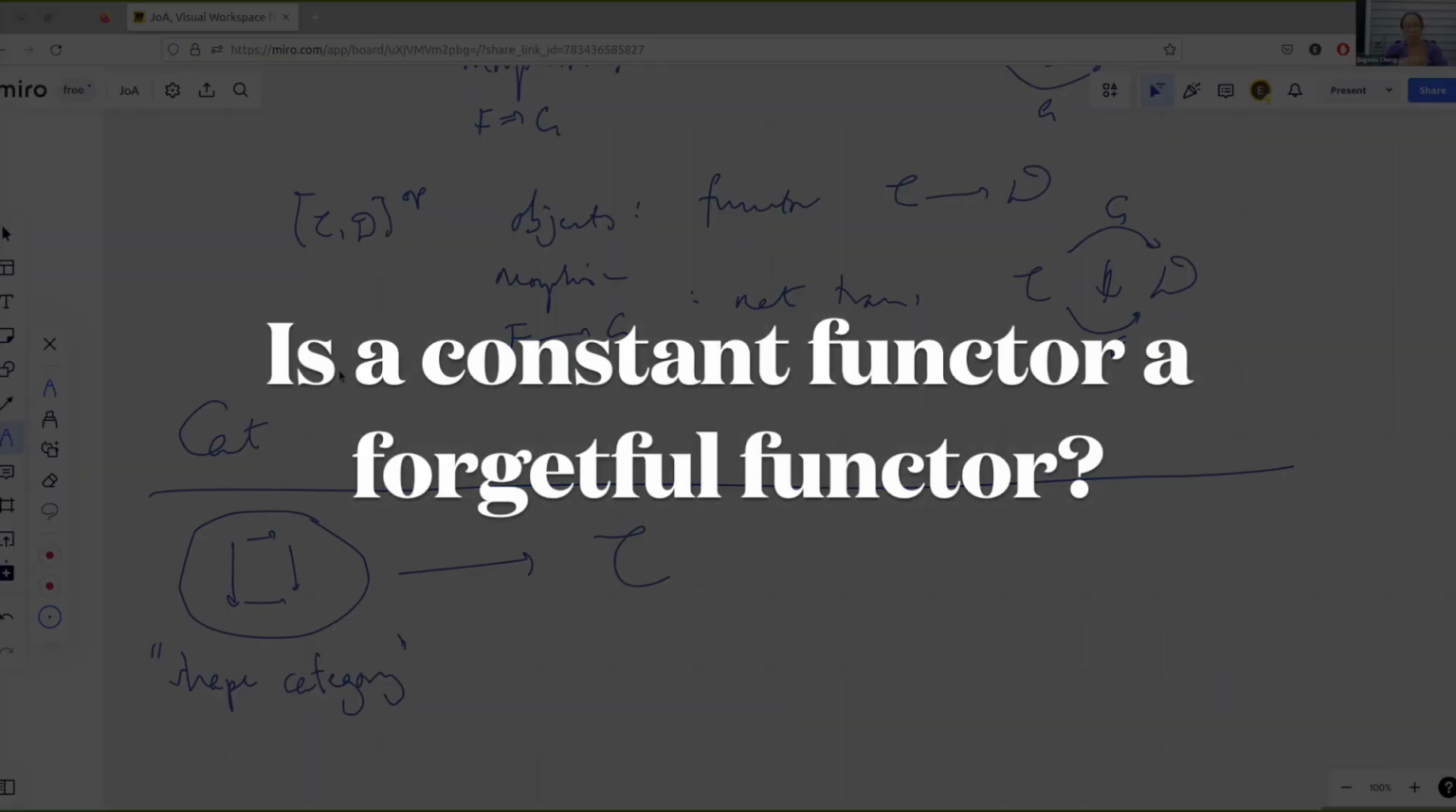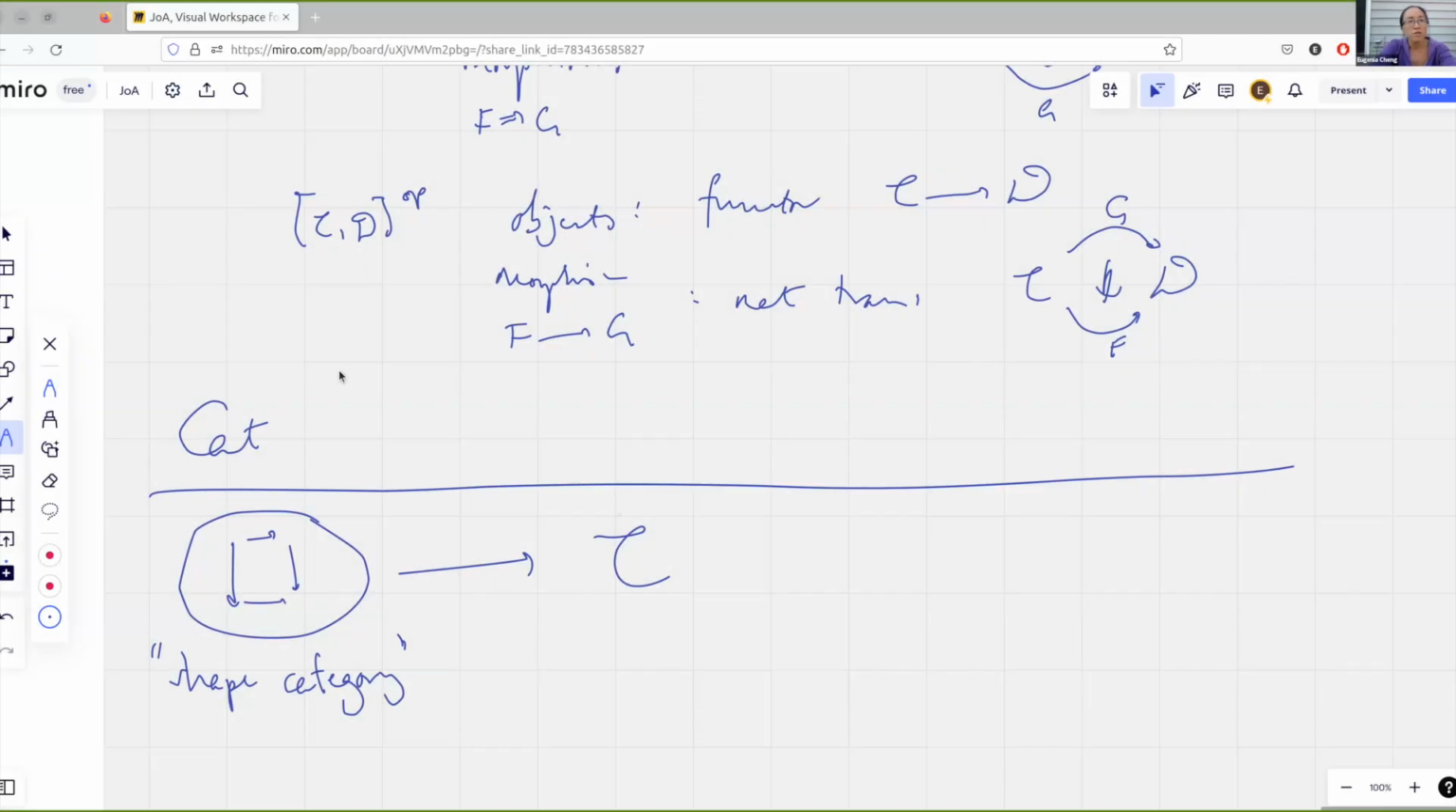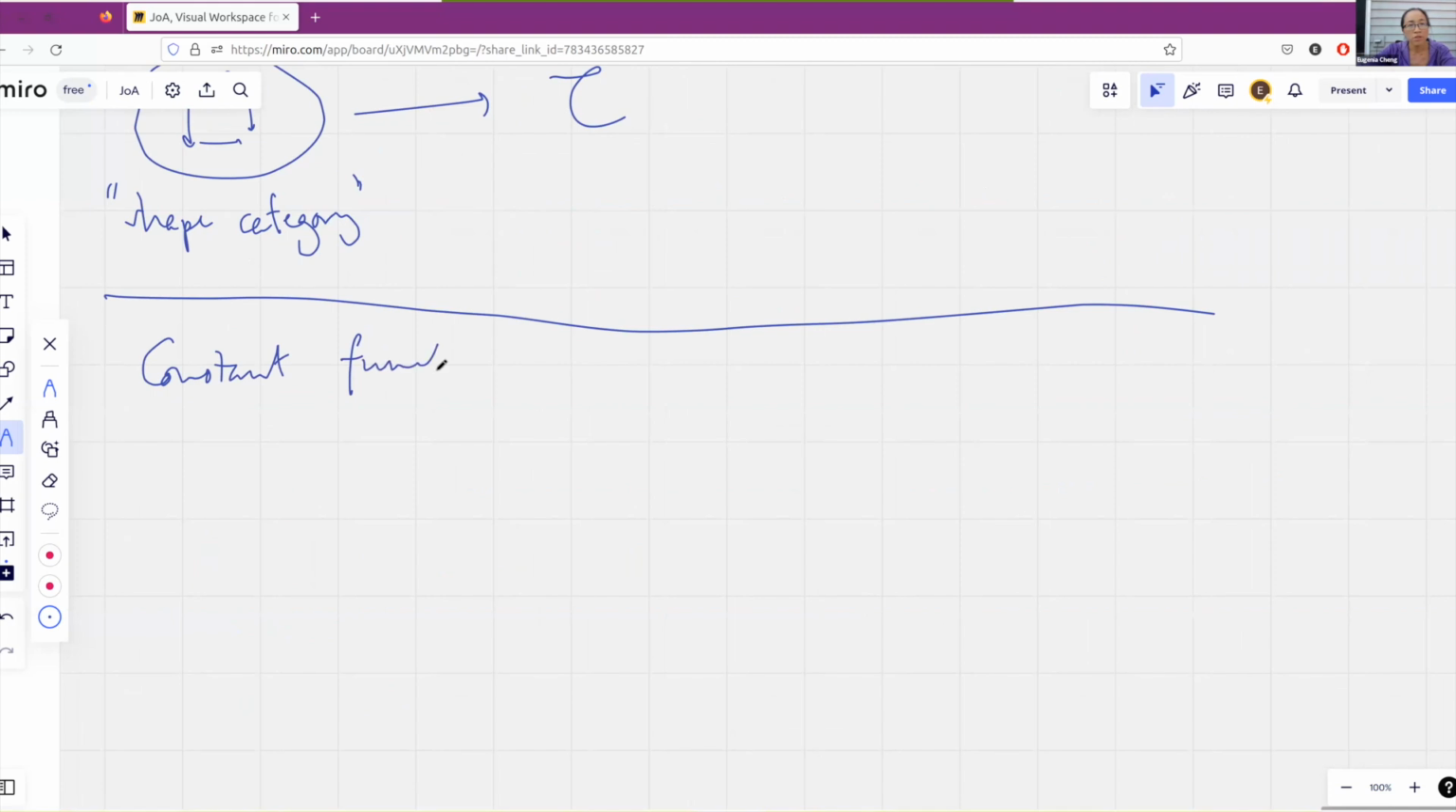Question 9: is a constant functor a forgetful functor? Excellent question. Let me see where constant functors got mentioned. Right. So the constant functor sends every single thing to the same object. You can have a constant functor from any category to any other category, and I might call it delta D. What it does is that everything goes to D. For all x in C, x goes to D.